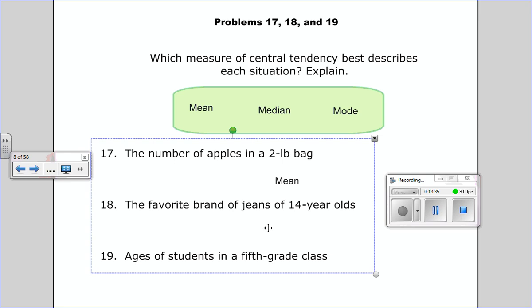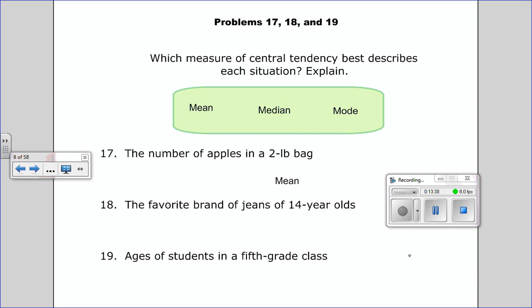Then 18, the favorite brand of jeans of a 14-year-old. If you're talking about brands, they're going to choose something based off their favorite, so you're going to go with mode.